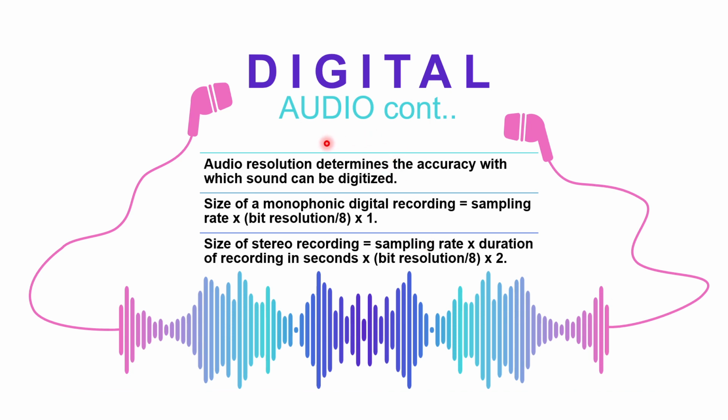So here, the audio resolution determines the accuracy with which sound can be digitized. Okay, here are the formulas for determining the size of a digital recording. That one is the size of a monophonic recording, and then the one below is the size of the stereo recording.